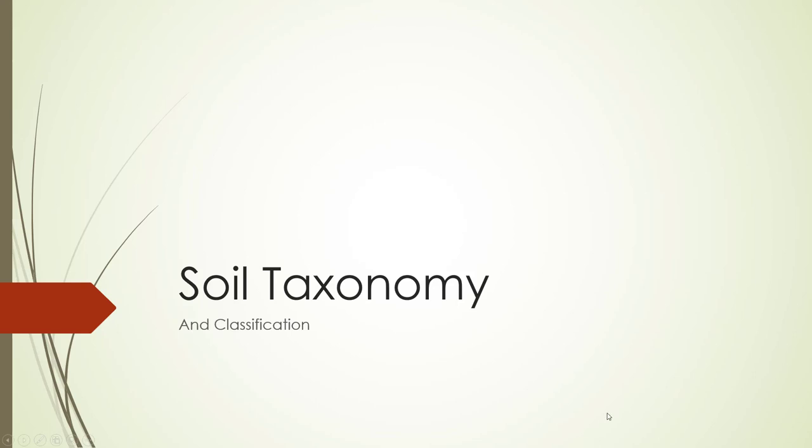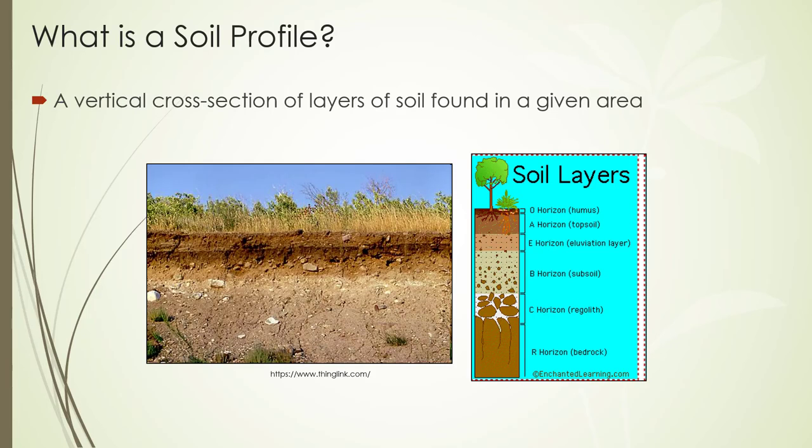So we've talked a lot about the components of soil, but we haven't really gotten into soil taxonomy. And just as with plants, there's taxonomy and classification. So a soil profile is a vertical cross-section of layers of soil found in a given area, and these are broken down into different horizons, and we will talk about each one of these individually.